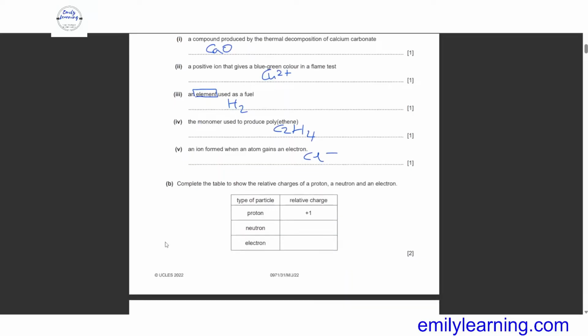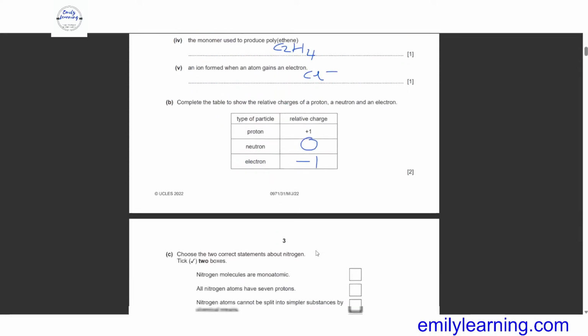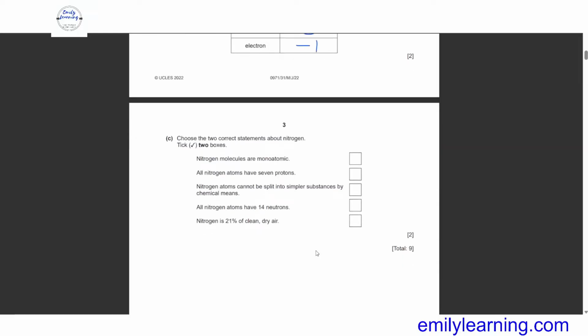Let's move on to part 2. So complete the table below to show the relative charge of a proton, a neutron, and an electron. So the relative charge of a proton is +1. They are already given to us. For neutron, the relative charge is 0. For electron, the relative charge is -1. Part C, choose 2 correct statements about nitrogen and then tick them.